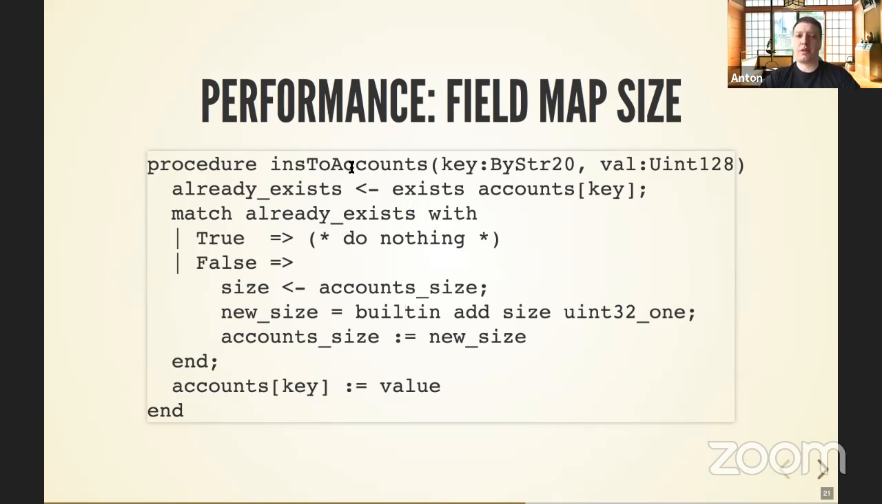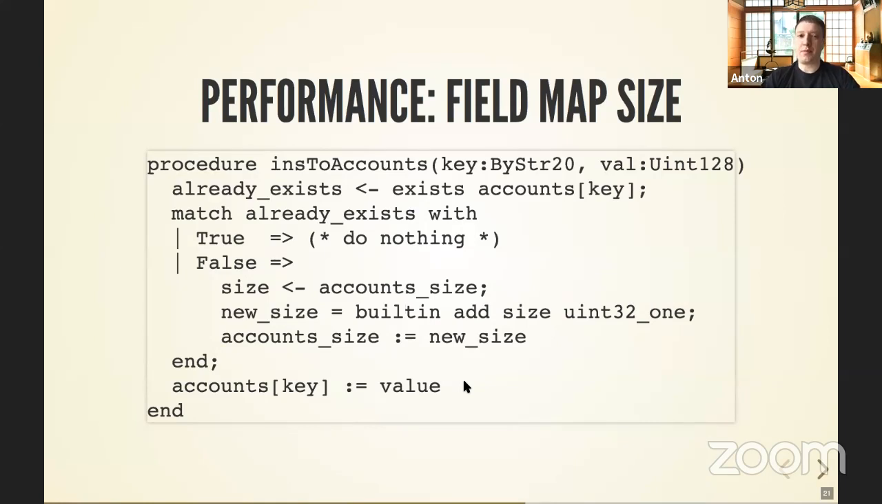Okay, so this procedure is to insert into accounts. It inserts this key of this address type, associated with this value. So we check if there is already a key, named key, in the accounts map. And if it's already there, we do nothing, because we just update it. We don't change the size. I mean, we do nothing with respect to computing and updating the account size. And if it's not there, we read the account size and we add 1 to it. So we add this constant 1. It's not shown here, but it's defined elsewhere. And we update the account size. And after that, we just reuse the same Scilla built-in for updating field maps.